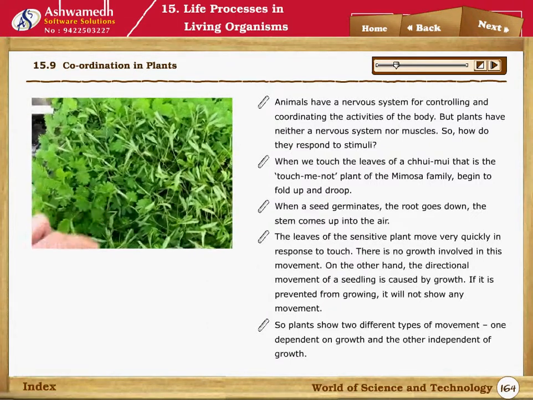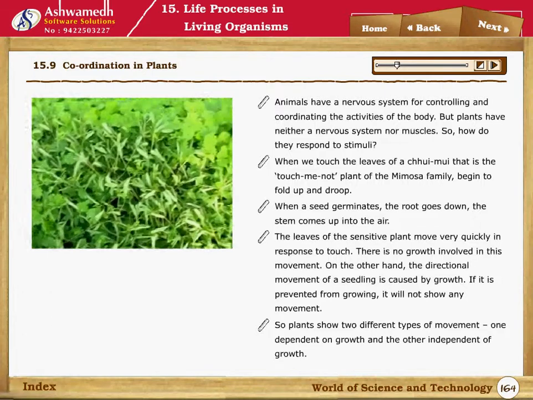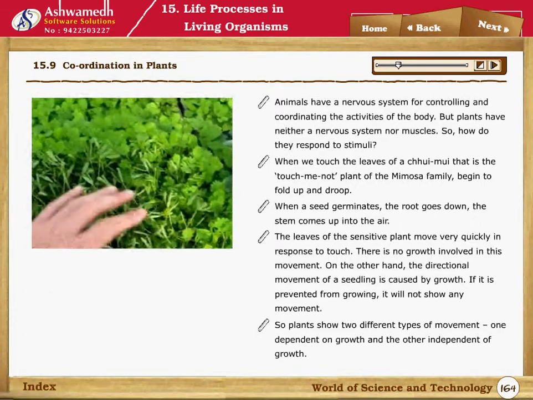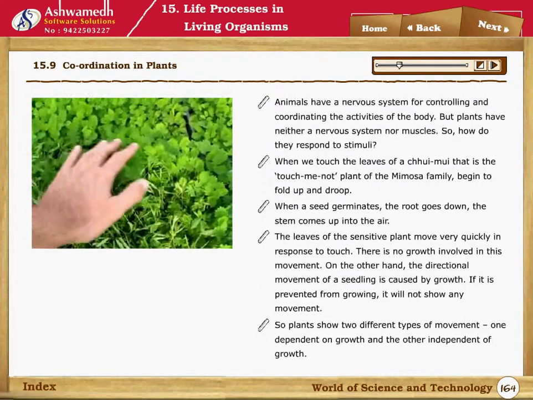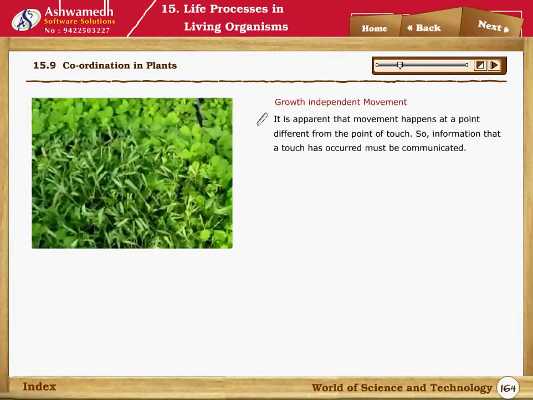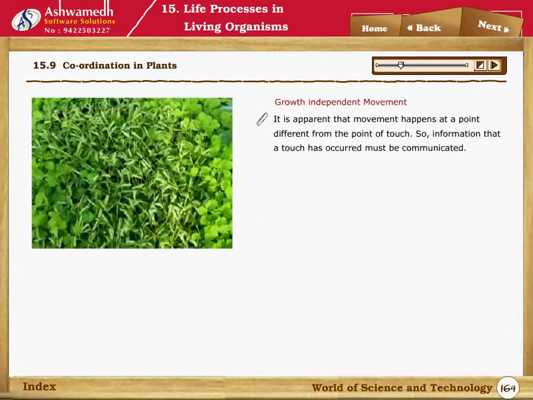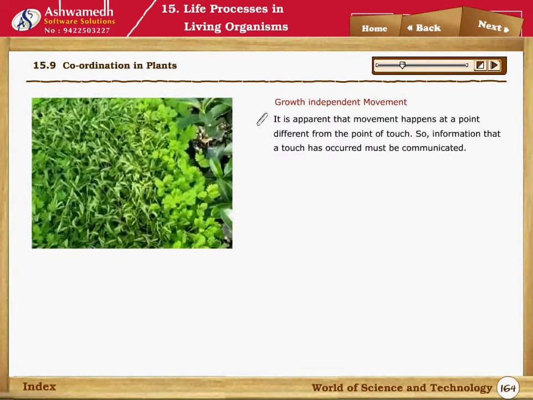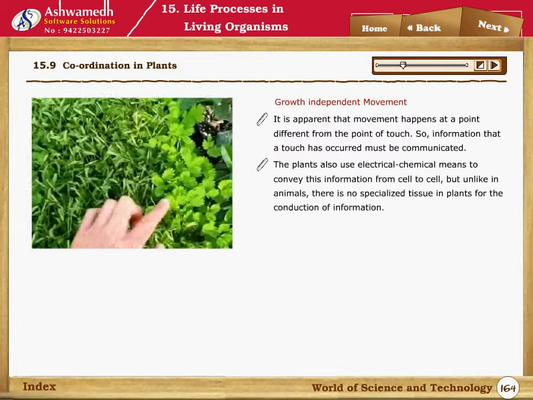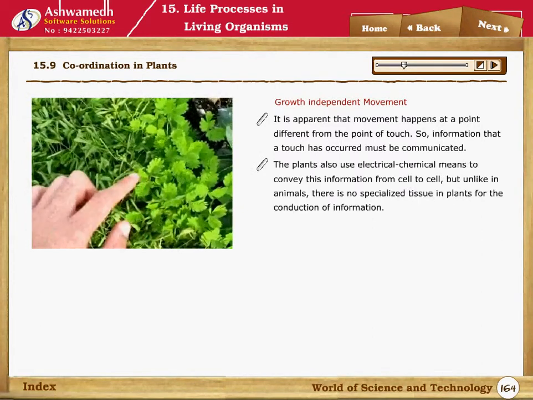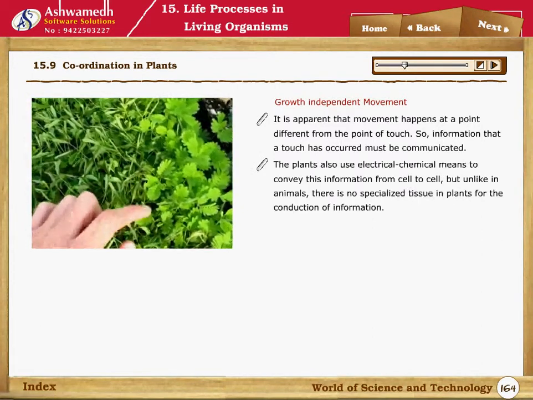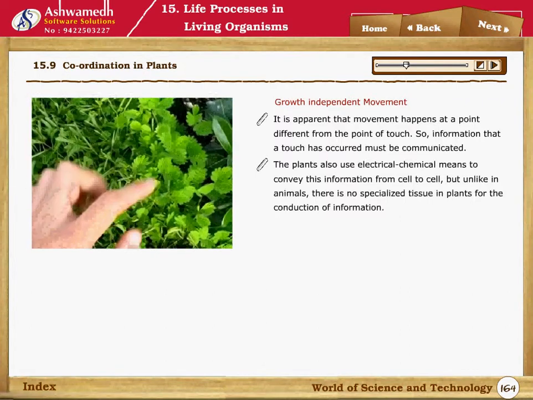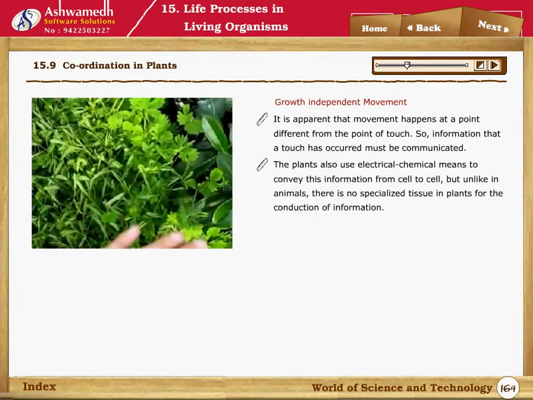Let us think about the first kind of movement, such as that of the sensitive plant. Since no growth is involved, the plant must actually move its leaves in response to touch. It is apparent that movement happens at a point different from the point of touch. So, information that a touch has occurred must be communicated. The plants also use electrical-chemical means to convey this information from cell to cell. But unlike in animals, there is no specialized tissue in plants for the conduction of information.